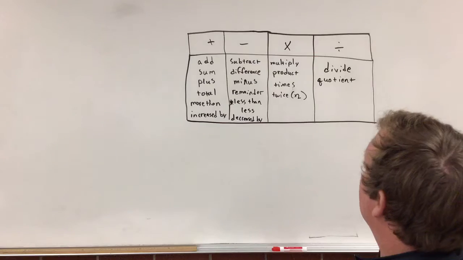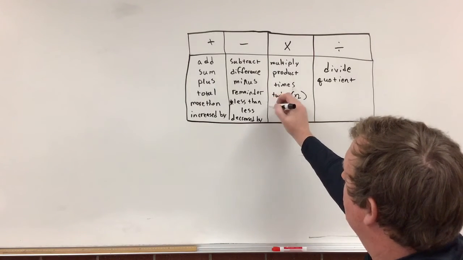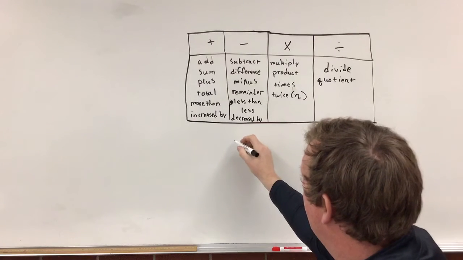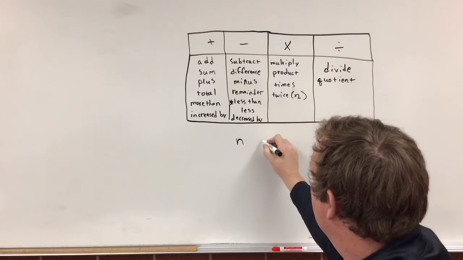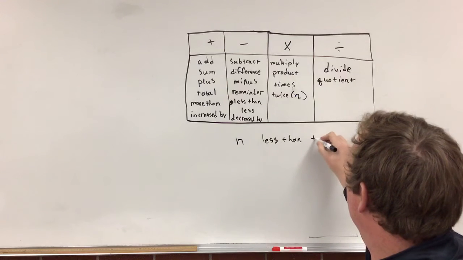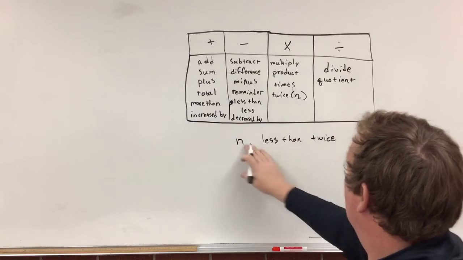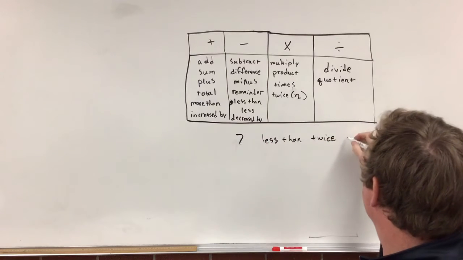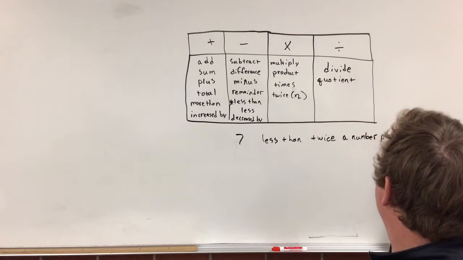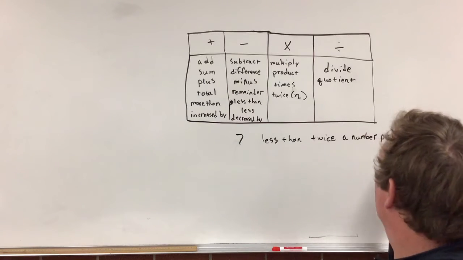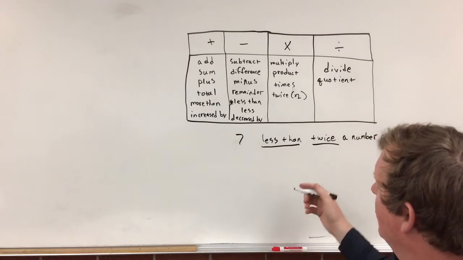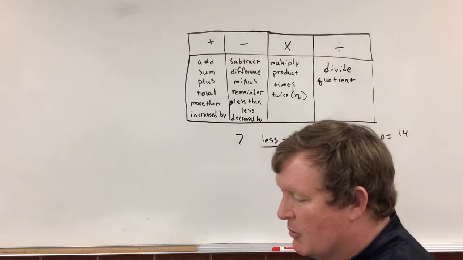The one thing that I want to remind you of is this one right here in the subtraction column. Whenever we see those words "less than," let's go with 7 less than twice a number, p is 14, okay? So whenever we see the words "less than" and the word "twice," it kind of gives us a hint of how we're supposed to do this.